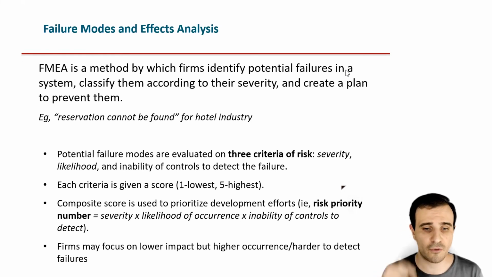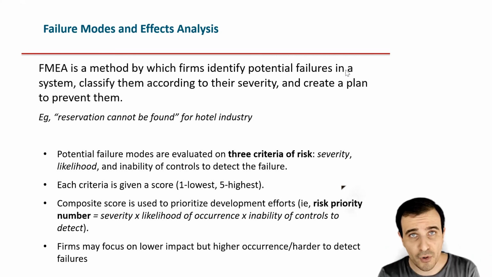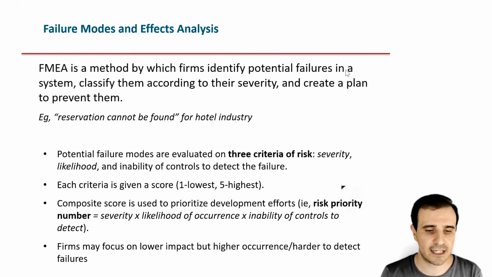So it doesn't mean that you always prioritize only the severity, because sometimes there are smaller types of failures, but still these can occur more often or are harder to detect. And so these should be tackled seriously by the firm.